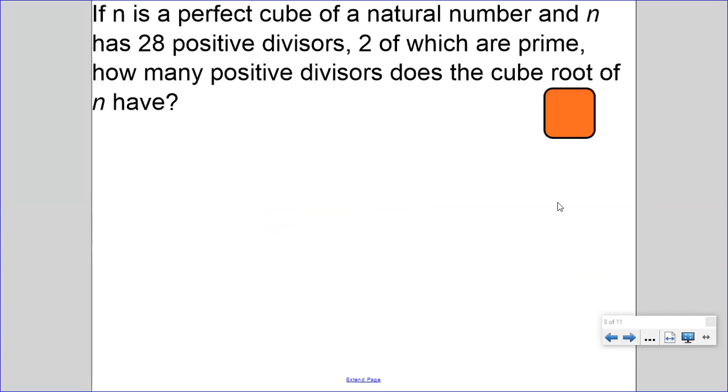Yeah, that's fine. If n is a perfect cube of a natural number, and n has 28 positive divisors, 2 of which are prime, how many positive divisors does the cube root of n have? Let's take a minute on this one. What did we get? Someone walk me through.